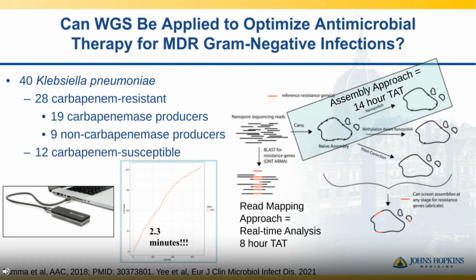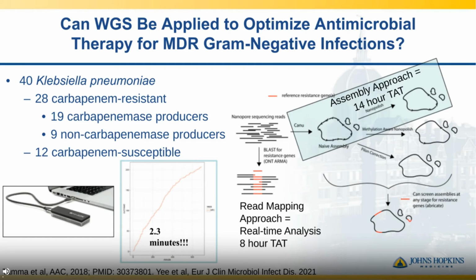And so in this study, we wanted to see if we can use this real-time whole genome sequencing approach using nanopore to optimize antimicrobial therapy for multi-drug resistant gram-negative infections, specifically for carbapenem-resistant organisms. In this study, we focused on Klebsiella pneumoniae and included 28 carbapenem-resistant Klebsiella pneumoniae, 19 of which were carbapenemase producers, and 9 of which were non-carbapenemase producers, including 12 carbapenem susceptible isolates.